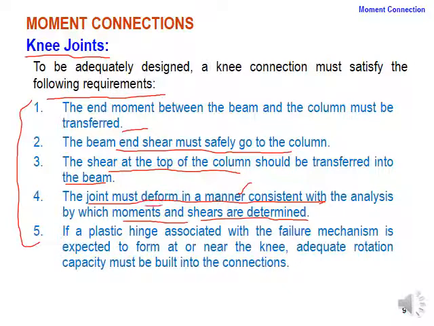with respect to deformation. And finally, if you are doing the plastic design for the steel material, then the plastic hinge associated with the failure mechanism is expected to form at or near the knee. So adequate rotation capacity must be built into the connections. If you are providing the square knees, then the maximum rotation capacity will be available, and final failure will occur in the steel once the rotation capacity has been exhausted.